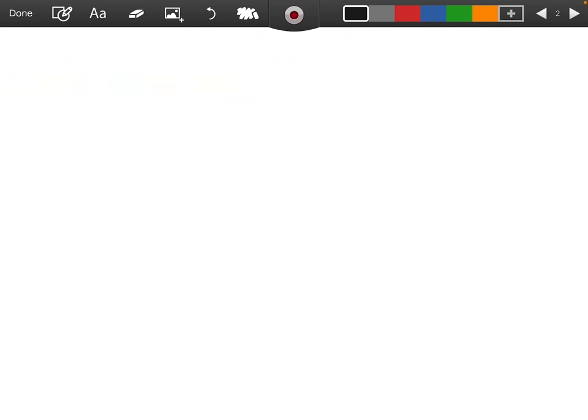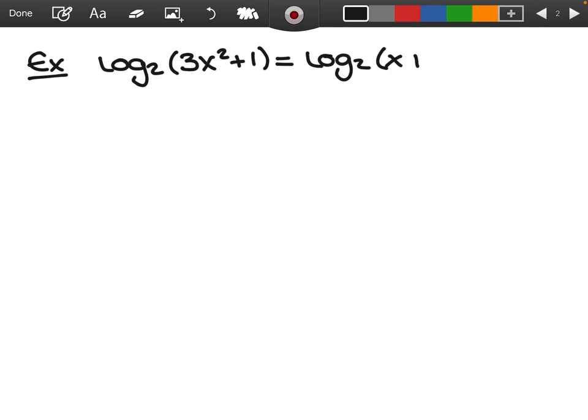So the first one that I want to look at is solving log base 2 of 3x squared plus 1 equals log base 2 of x plus 11. Okay, and I'm going to walk you through step by step of how we are going to solve this.